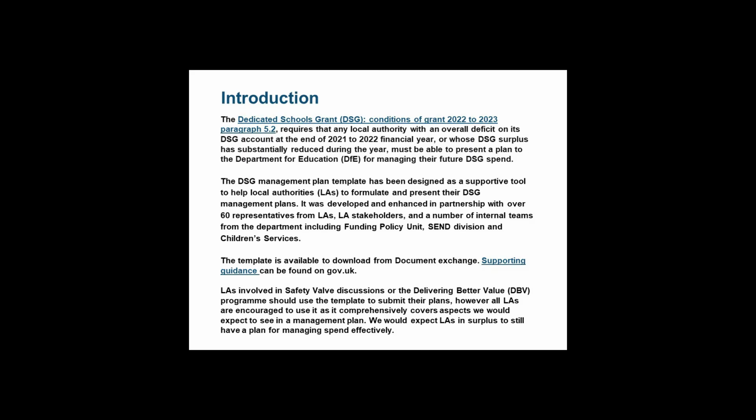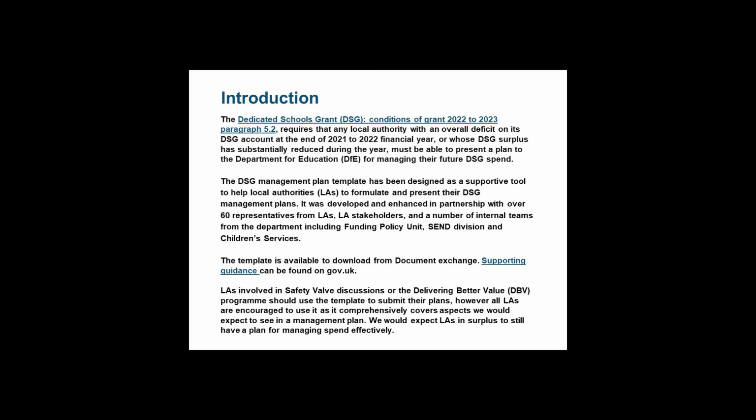So the DSG Conditions of Grant 22 to 23 requires that any local authority with an overall deficit on its DSG account at the end of the 21-22 financial year, or whose DSG surplus has substantially reduced during the year, must be able to present a plan to the department for managing their future DSG spend. This became a requirement in the 2021 Conditions of Grant.